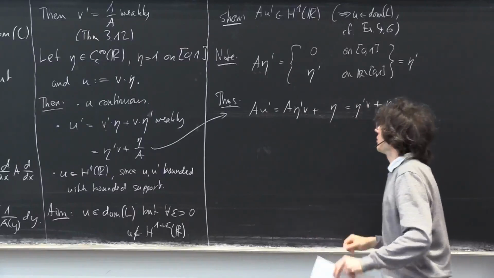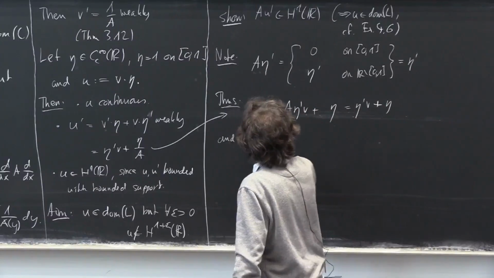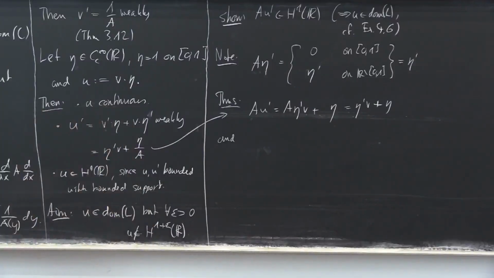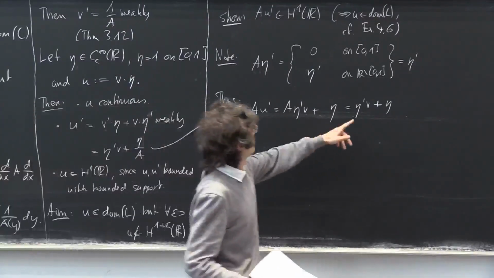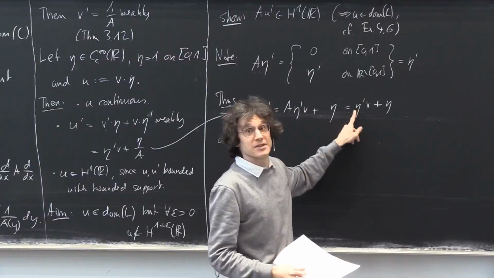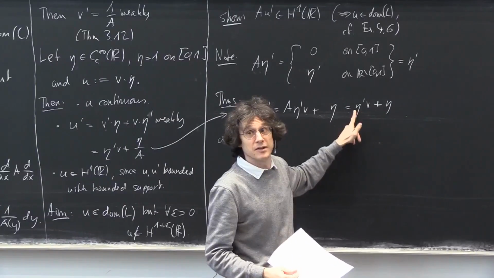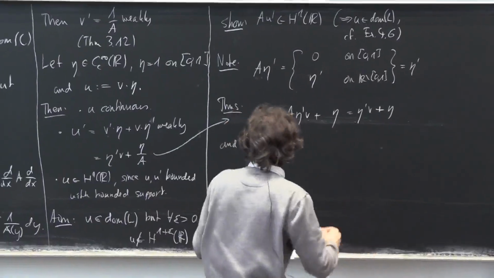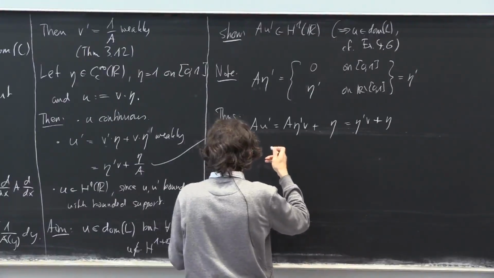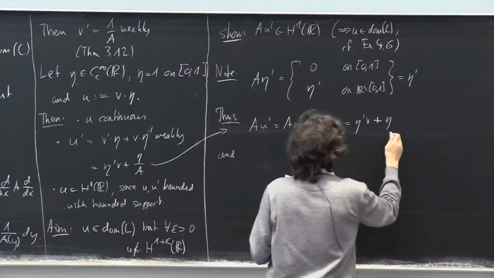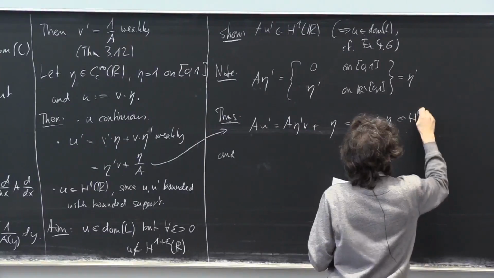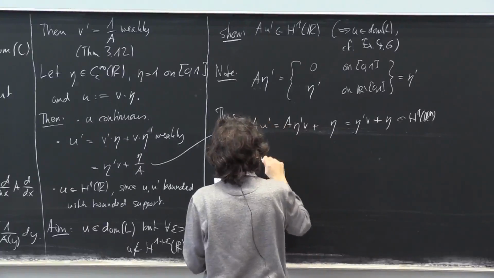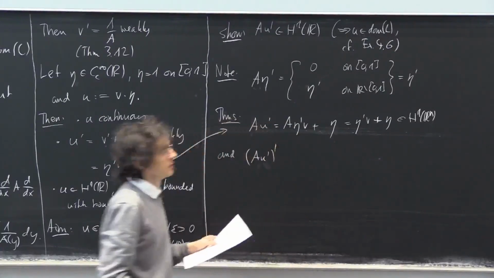And what is our aim? Our aim is to show that this function is in H1. But this function is V multiplied with something C infinity. So this is H1 plus something C infinity, which is really H1. So this implies that this is H1. And you can even calculate the derivative. So what is AU prime? So what is LU?